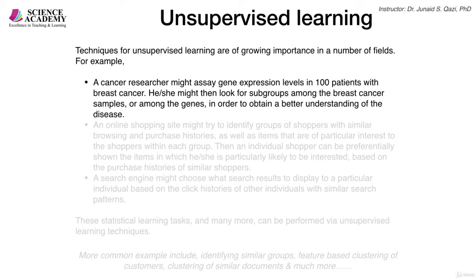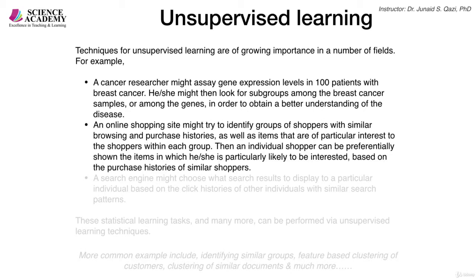Techniques for unsupervised learning are of growing importance in a number of fields. For example, a cancer researcher might assay gene expression levels in 100 patients with breast cancer. He or she might then look for subgroups among the breast cancer samples or among the genes in order to obtain a better understanding of the disease.